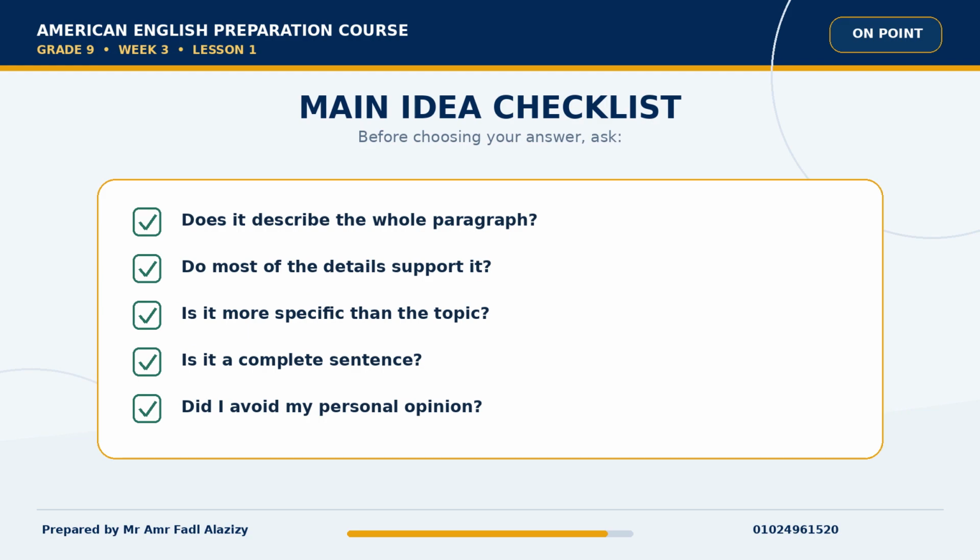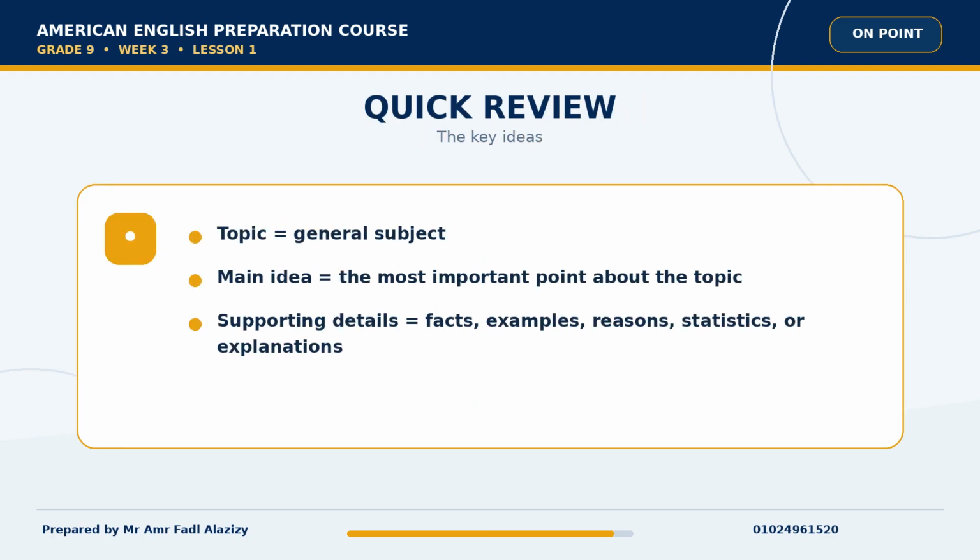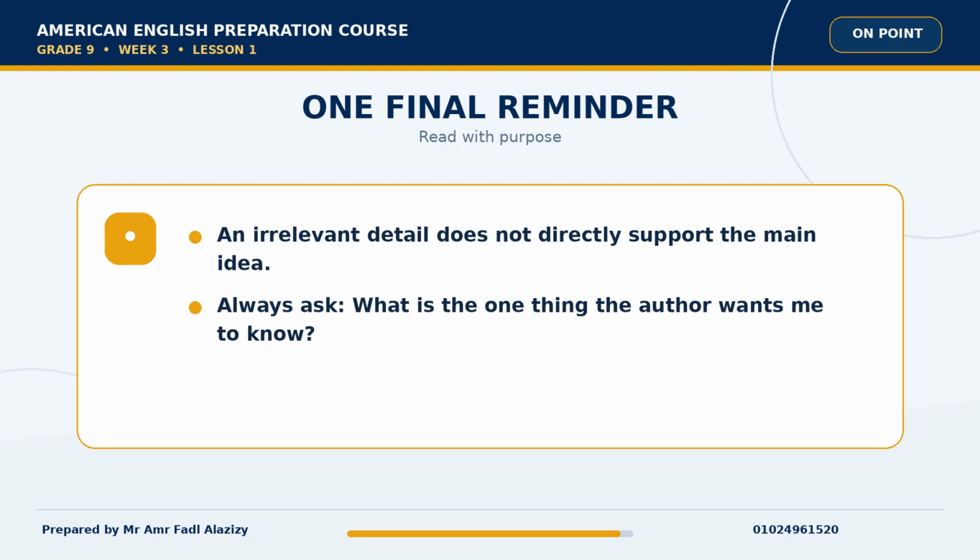Let us review. The topic is the general subject. The main idea is the most important point the author makes about the topic. Supporting details explain, develop, or prove the main idea. Supporting details can be facts, examples, reasons, statistics, or explanations. An irrelevant detail does not directly support the main idea, and when you read, always ask, what is the one thing the author wants me to know?